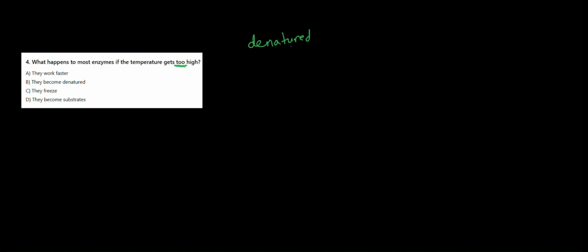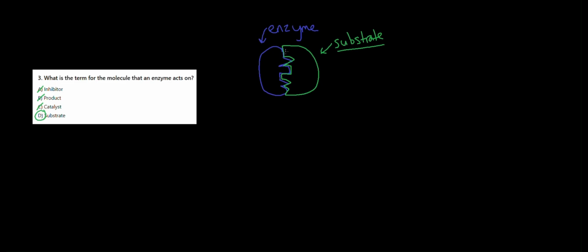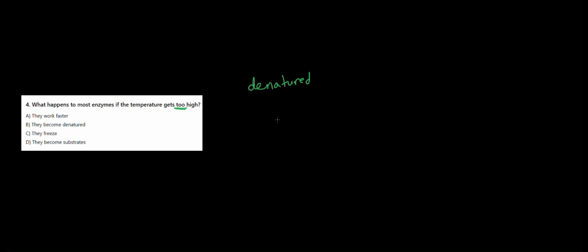So instead of an enzyme looking like this, the one up here, it would maybe lose its shape. Maybe a corner, like a point, would just be removed, and so it wouldn't bind to that specific substrate. So it would become denatured and it would lose its shape and function.